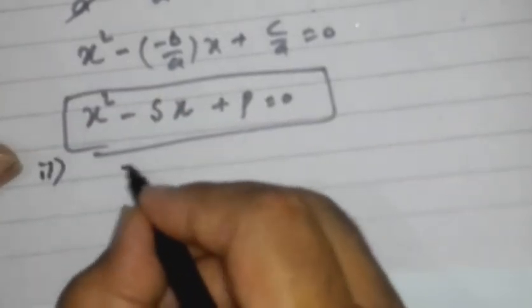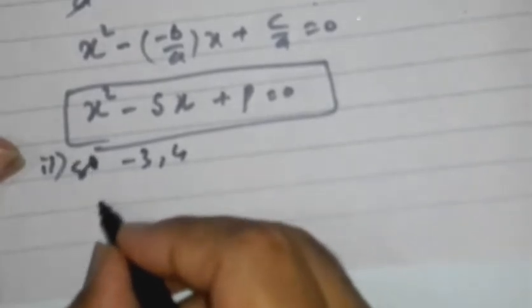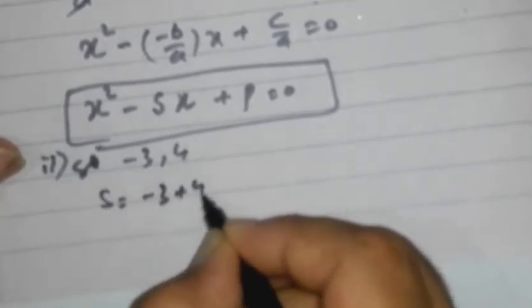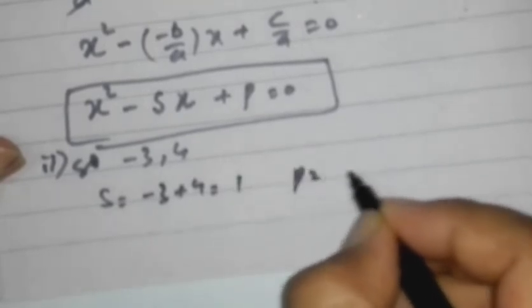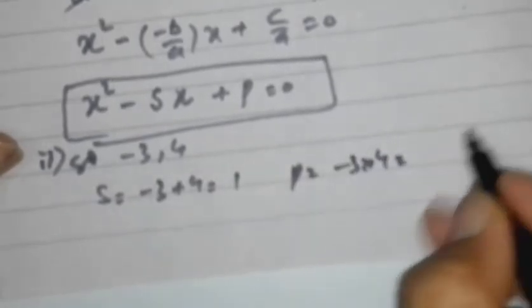Similarly, in the second part, the roots are minus 3 and 4. Solution. S equals minus 3 plus 4, we get 1, and P equals minus 3 into 4, we get minus 12. The required equation will be x square minus Sx plus P equals 0. Put the values here. X square minus, S value is 1x, and the P value is minus 12, equals 0. So we get x square minus x minus 12 equals 0. The required answer.